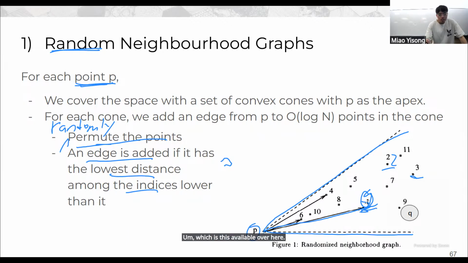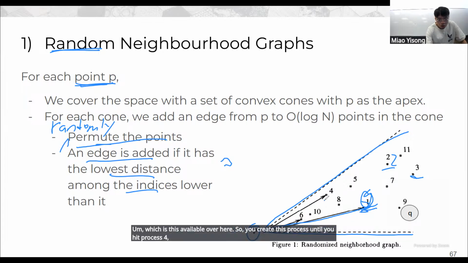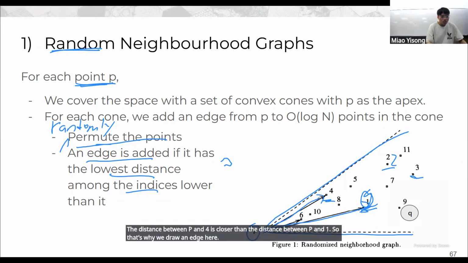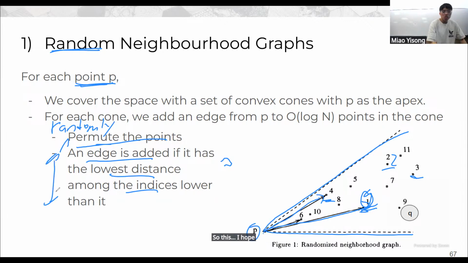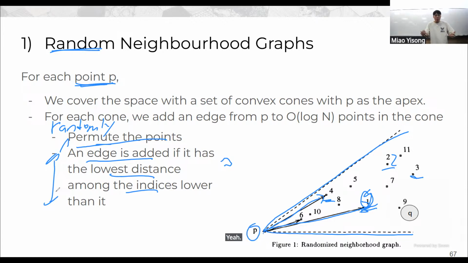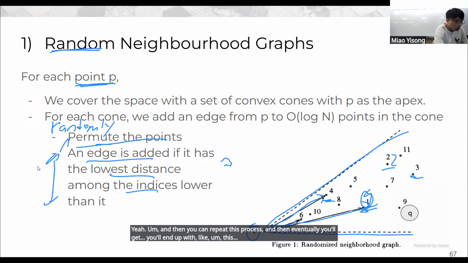So we repeat this process until we hit point 4. When we hit point 4, we realize that the distance between P and 4 is closer than the distance between P and 1. So that's why we draw an edge here. I hope this gives some intuition as to what this statement means. Then you can repeat this process, and eventually you'll end up with this graph over here.